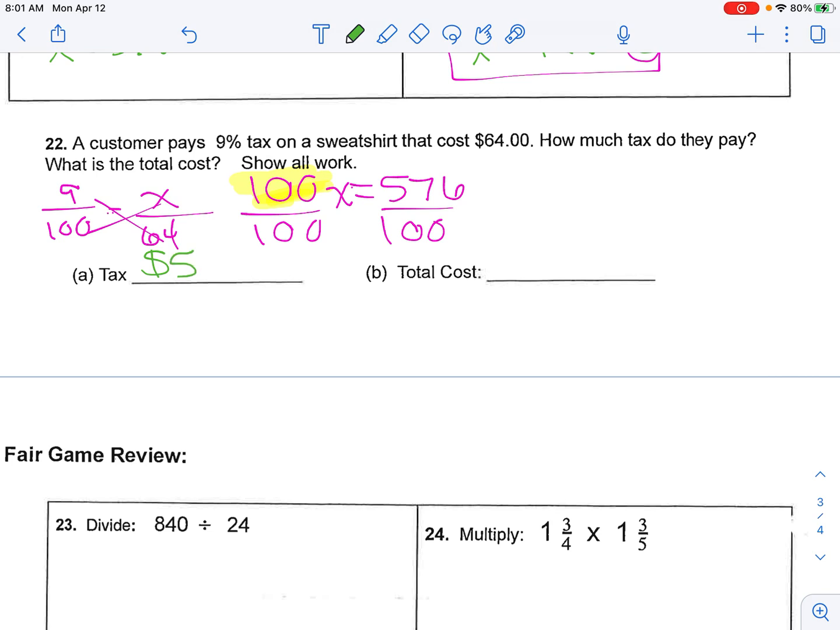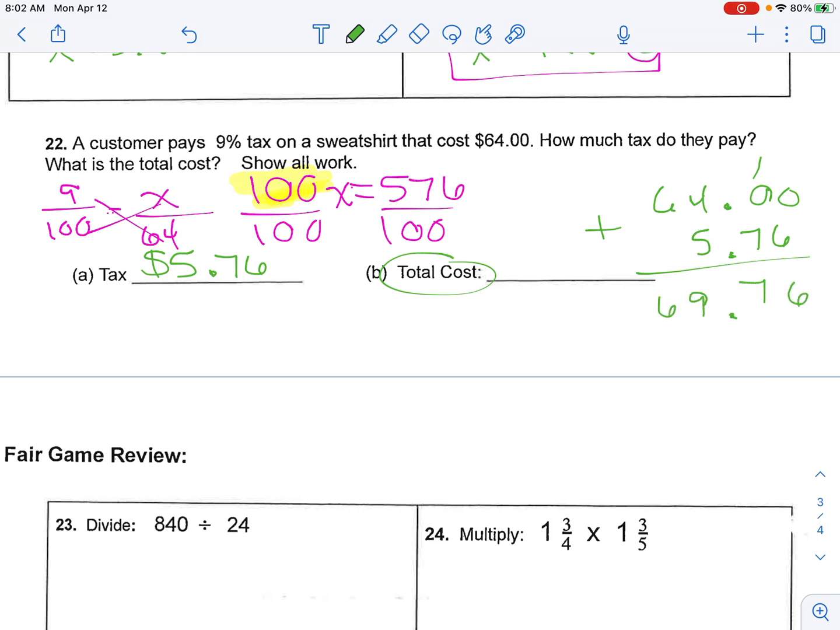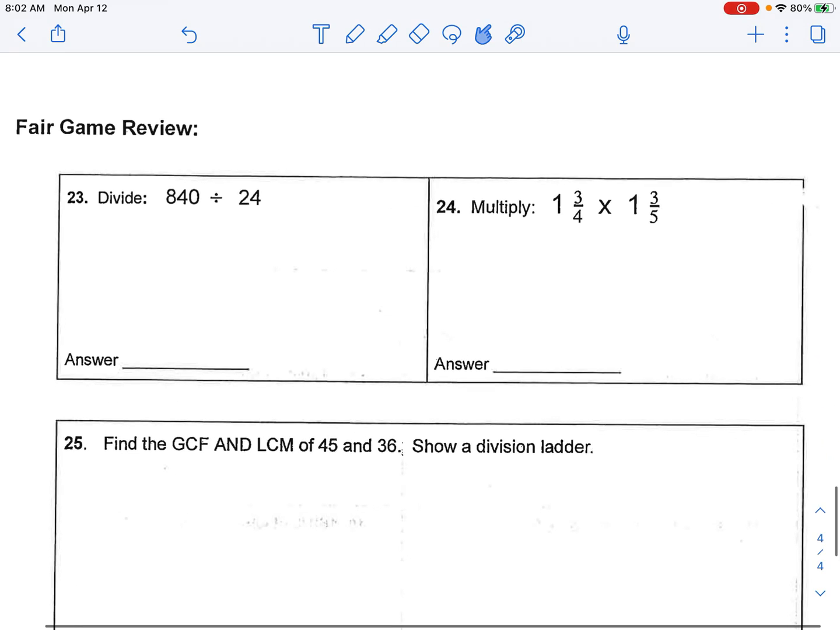I'm going to go to green for money. So the tax is going to be $5.76. Now the total cost, I'm going to have to add, so you can use your calculator. I'm just going to show it here so you can see what I'm doing. We have to add the cost of the sweatshirt plus the tax. The tax is an additional cost. So I'm actually going to owe $69.76 for my sweatshirt.